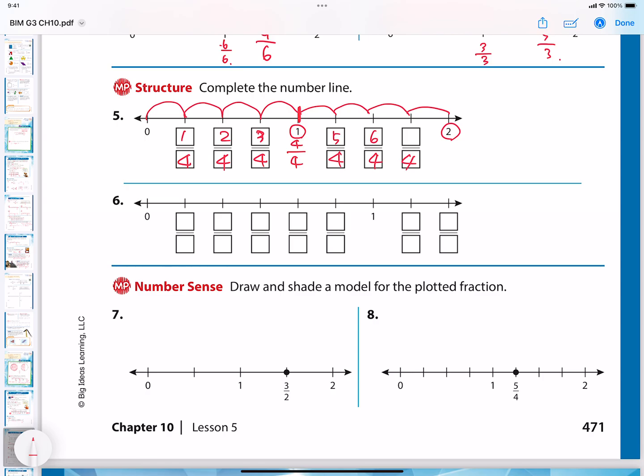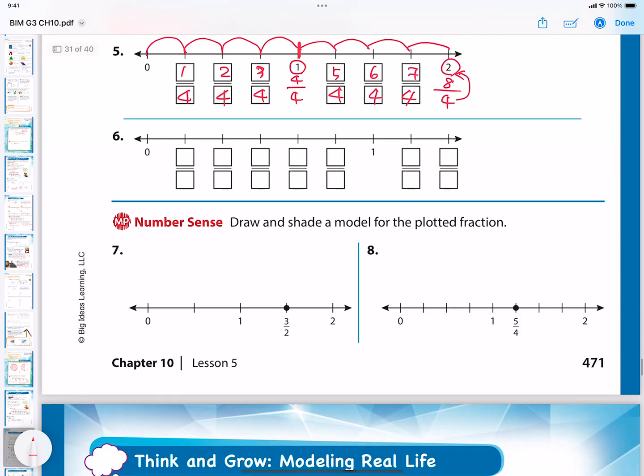And 5, 6, 7, and 8 over 4 is equal to what? 2. Now, maybe you memorized already, right? 4 over 4 is equal to 1 and 8 over 4 is equal to 2. Maybe it's too easy for you now. It's been 3 or 4 times already, about fourths, right? So I'm sure you know this. All right, let's move on.